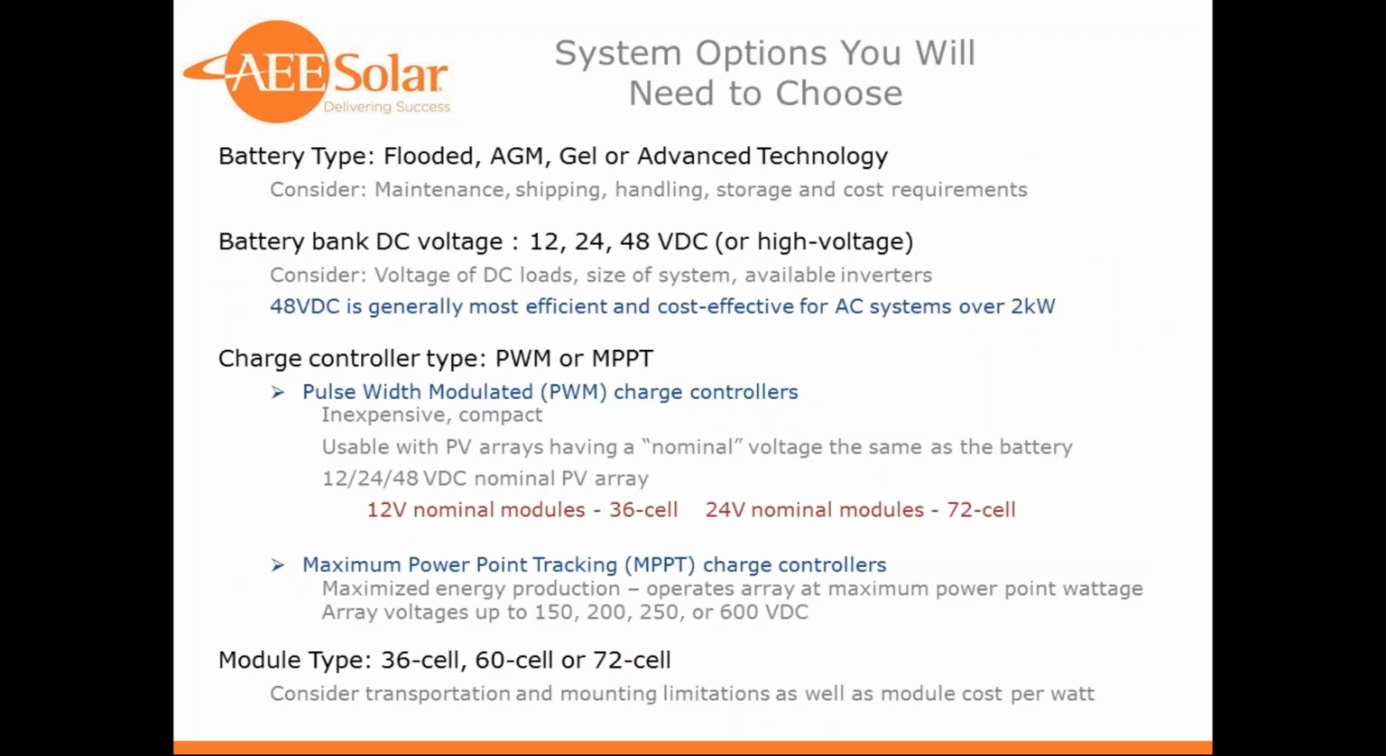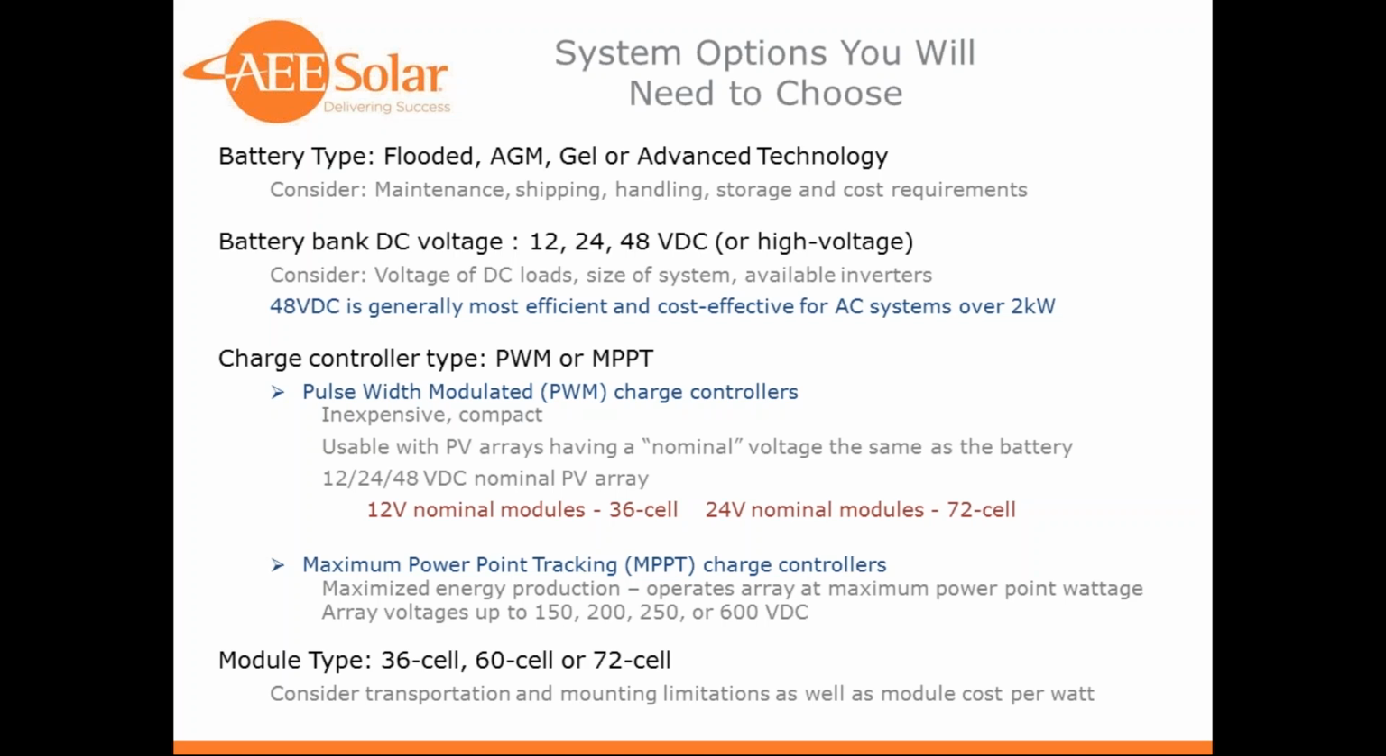So then, once we know our numbers, we have to make choices as to what we're going to use. So which type of battery: flooded battery, sealed AGM or gels, or advanced technology, might be lithium batteries. It looks like Aquion saltwater batteries might be back on the market shortly, so that might be another choice.